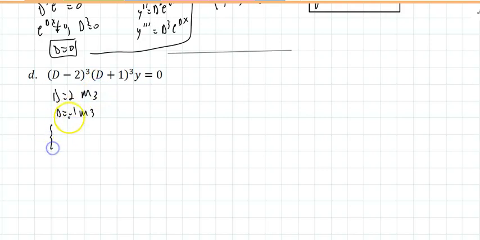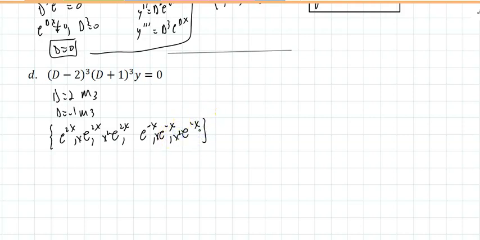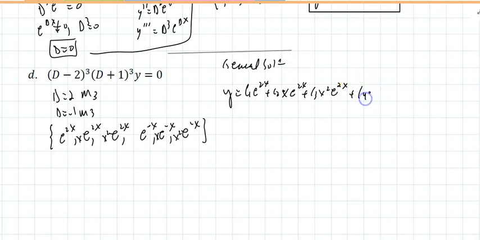The solution set would be e to the 2x, e to the 2x times x, e to the 2x times x squared, and e to the negative x, e to the negative x times x, and e to the negative x times x squared. So you always multiply by x when you have repeated roots, and the general solution would be y equals c1 e to the 2x plus c sub 2 x e to the 2x plus c sub 3 x squared e to the 2x plus c sub 4 e to the negative x plus c sub 5 x e to the negative x plus c sub 6 x squared e to the negative x. Of course, the fun part is finding these coefficients.